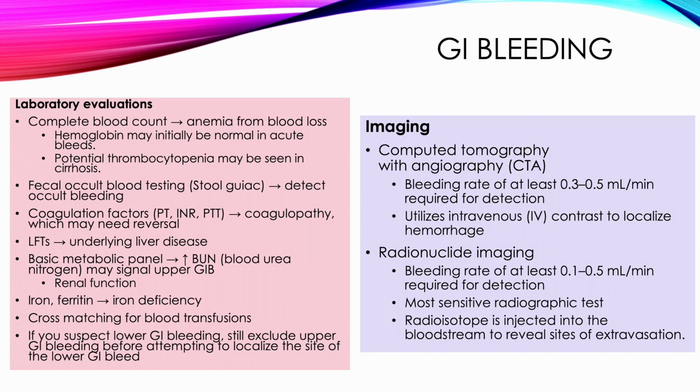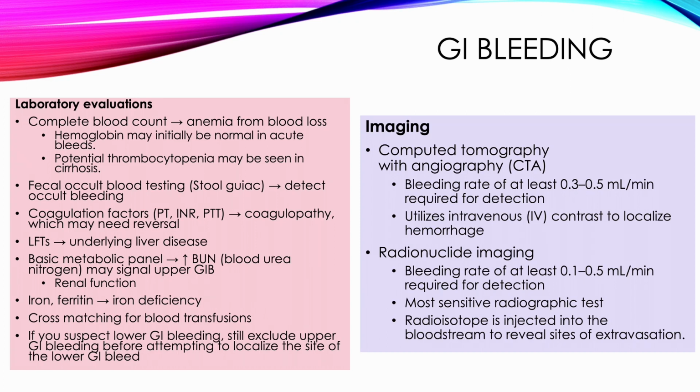We also want to check renal function. A lot of times we will do iron studies looking for a longer term iron deficiency anemia. Cross matching for blood and transfusions. We said we would do that, especially early on. And if you suspect lower GI bleeding, we still need to exclude upper GI bleeding before attempting to localize. So many times they will have an upper endoscopy and a lower endoscopy.